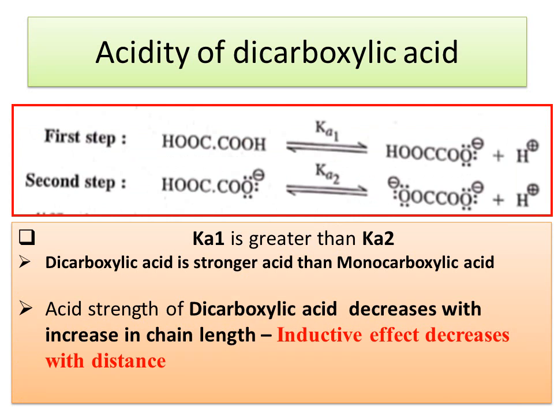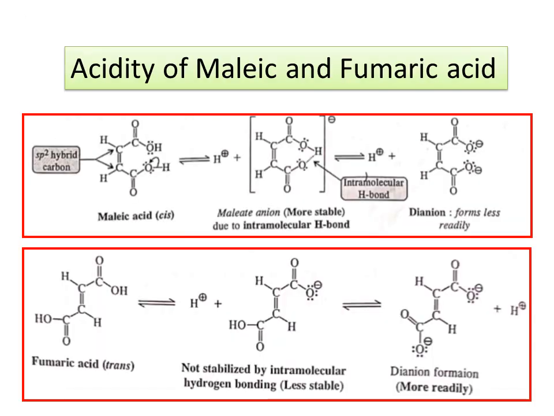Among various dicarboxylic acids, say for example oxalic acid, malonic acid, succinic acid, glutaric acid, adipic acid. In oxalic acid, the distance between the electron withdrawing COOH group and the other carboxylic acid group is less. So the minus effect nature in oxalic acid is greater while comparing to adipic acid. Therefore, oxalic acid is the strongest acid while compared to adipic acid.